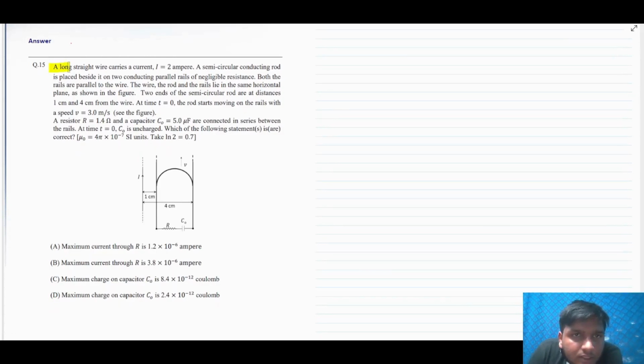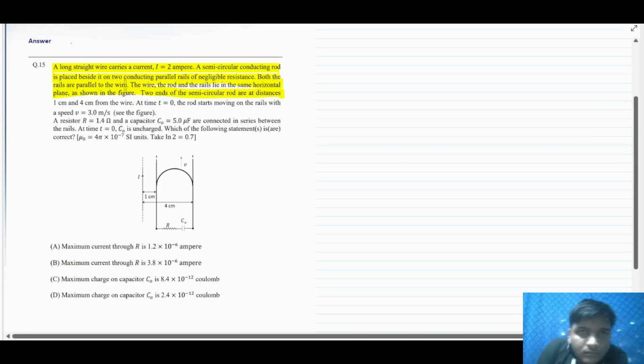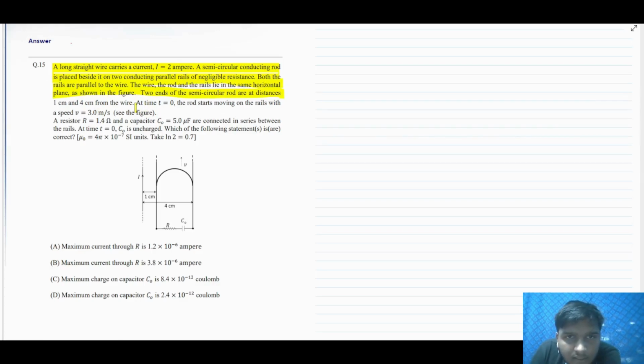So they're given a long straight wire which carries current of 2 ampere. There is a semicircular conductive rod which is placed behind the two conductive parallel rails of negligible resistance, and both rails are parallel to the wire. The wire and the rod rail lie in the same plane. Two ends of the rod are at this and this centimeter. At time 0, the rod starts moving with a speed of V equal to 3 meter per second.